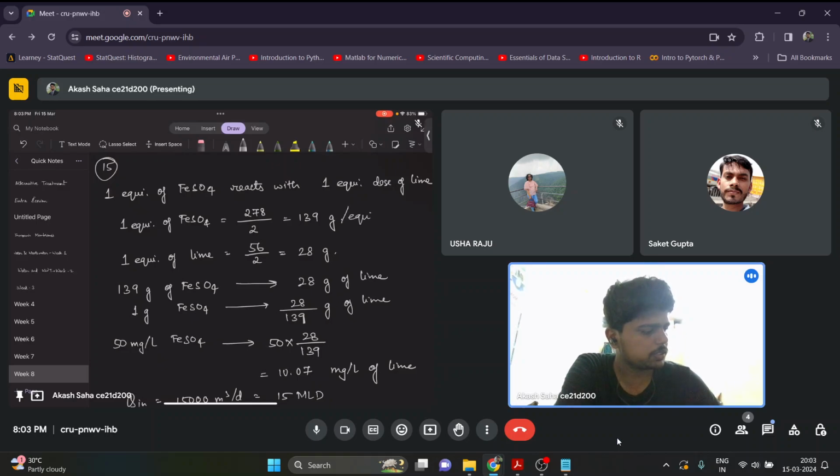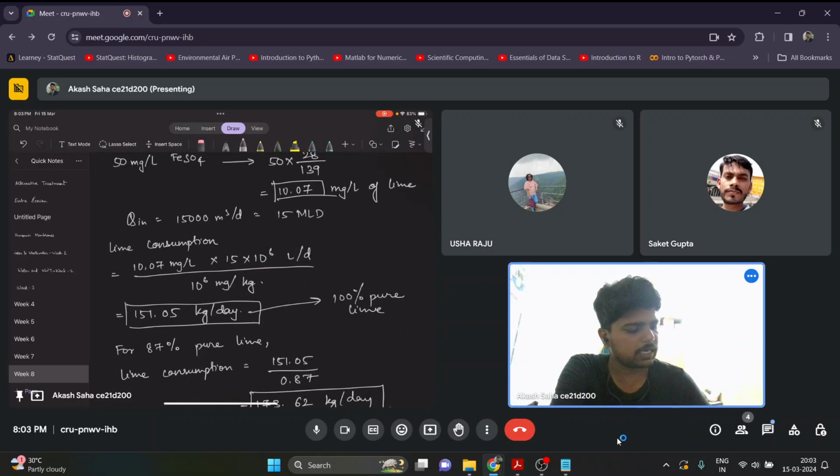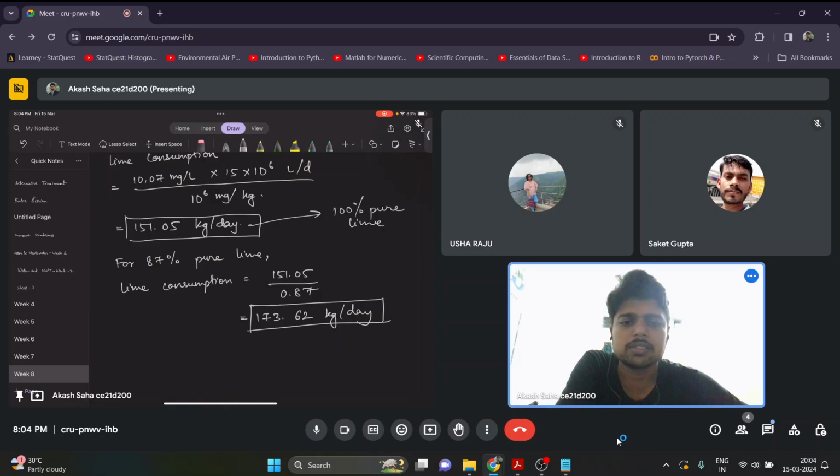Similarly, for lime, it is 56 by 2 or 28 gram per equivalence. So, since one equivalence is reacting with one equivalence, we can write 139 gram of FeSO4 will react with 28 gram of lime. Like that, for 50 milligram per liter of FeSO4, we found out that 10.07 milligram of lime is required. Now if we multiply it with the inflow, we will get the lime consumption if it is 100% pure. But since it is only 87% pure, we will divide it by 0.87 and we will get the final answer.